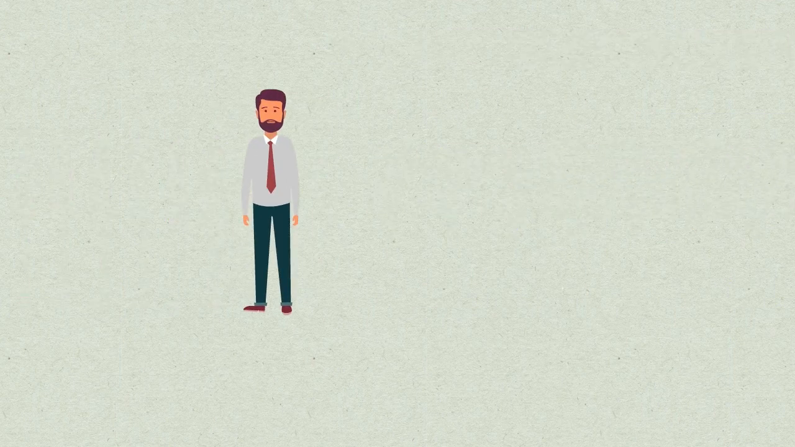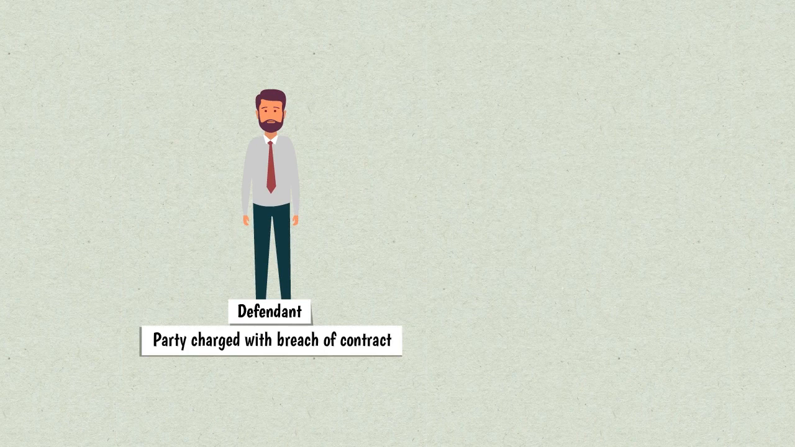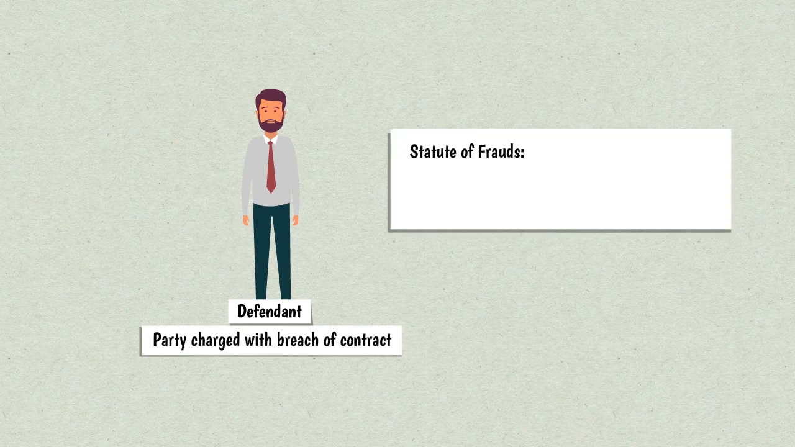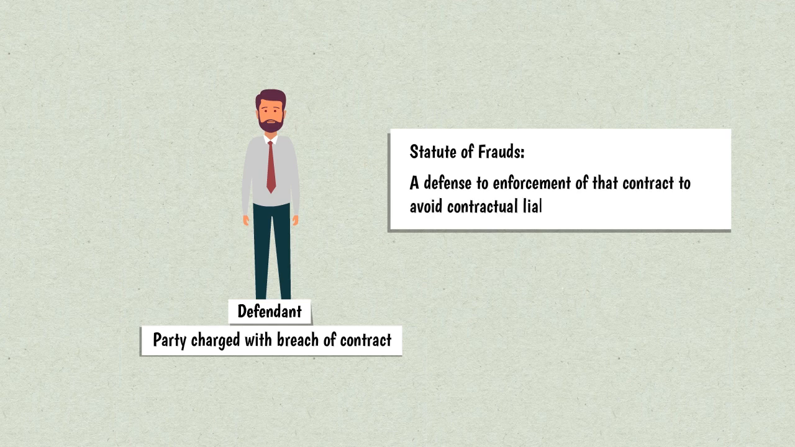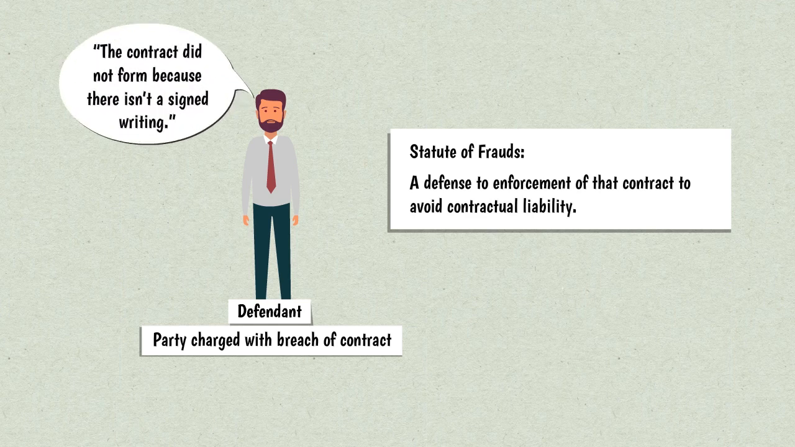One party, usually the defendant, the party charged with breach of contract, asserts the Statute of Frauds as a defense to enforcement of that contract in order to avoid contractual liability. This party is arguing the contract did not form because there isn't a signed writing.